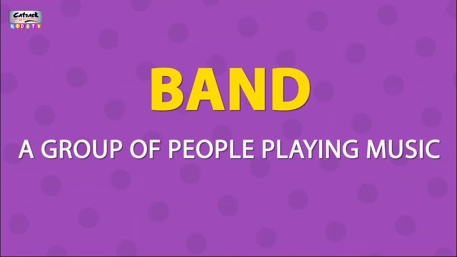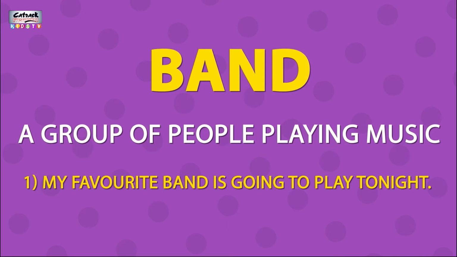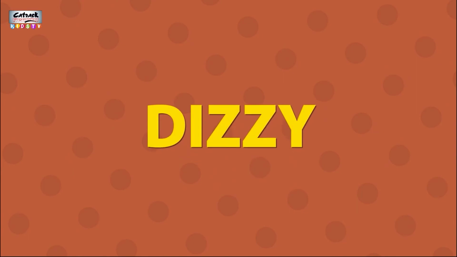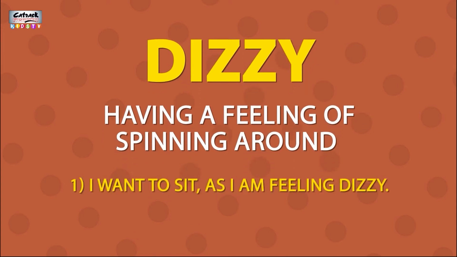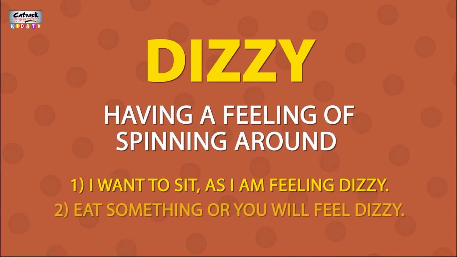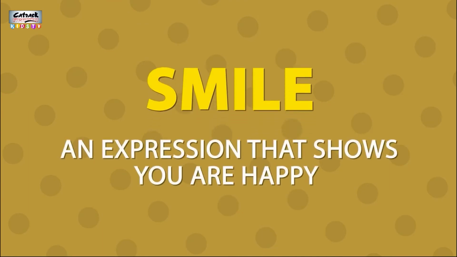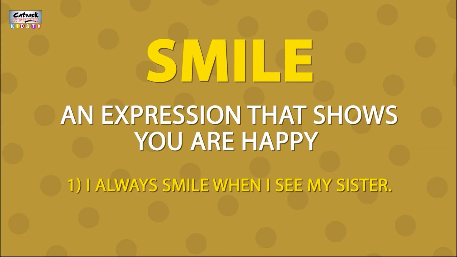Band, a group of people playing music. Example sentences. Number 1. My favorite band is going to play tonight. Number 2. She will perform in the band. Dizzy, having a feeling of spinning around. Example sentences. Number 1. I want to sit as I am feeling dizzy. Number 2. Eat something or you will feel dizzy. Smile, an expression that shows you are happy. Example sentences. Number 1. I always smile when I see my sister. Number 2. Why did you smile?